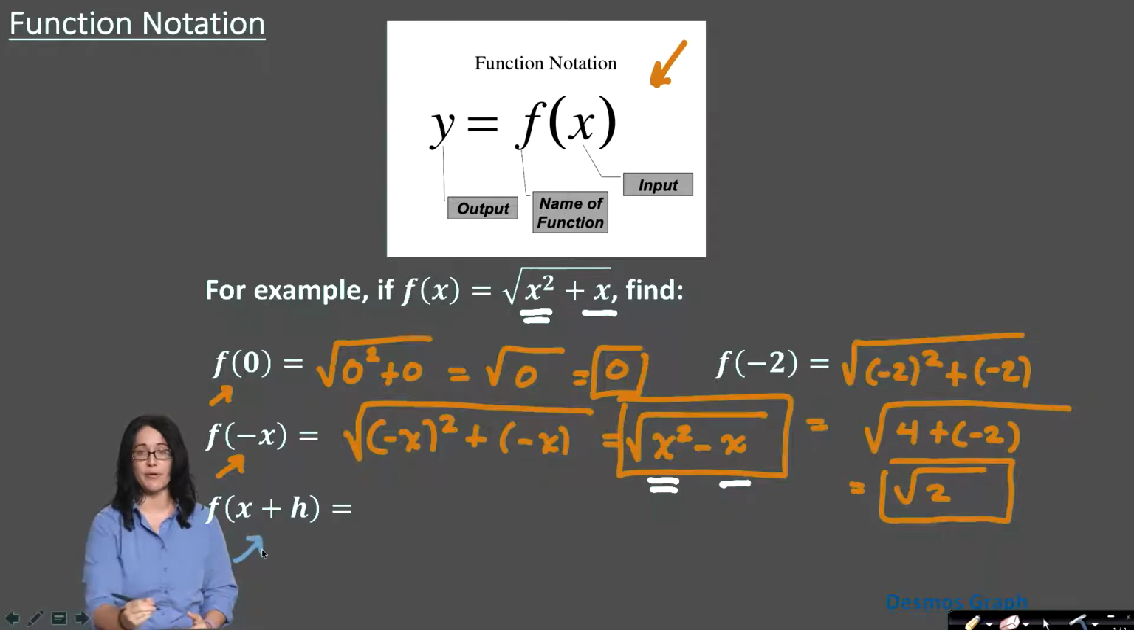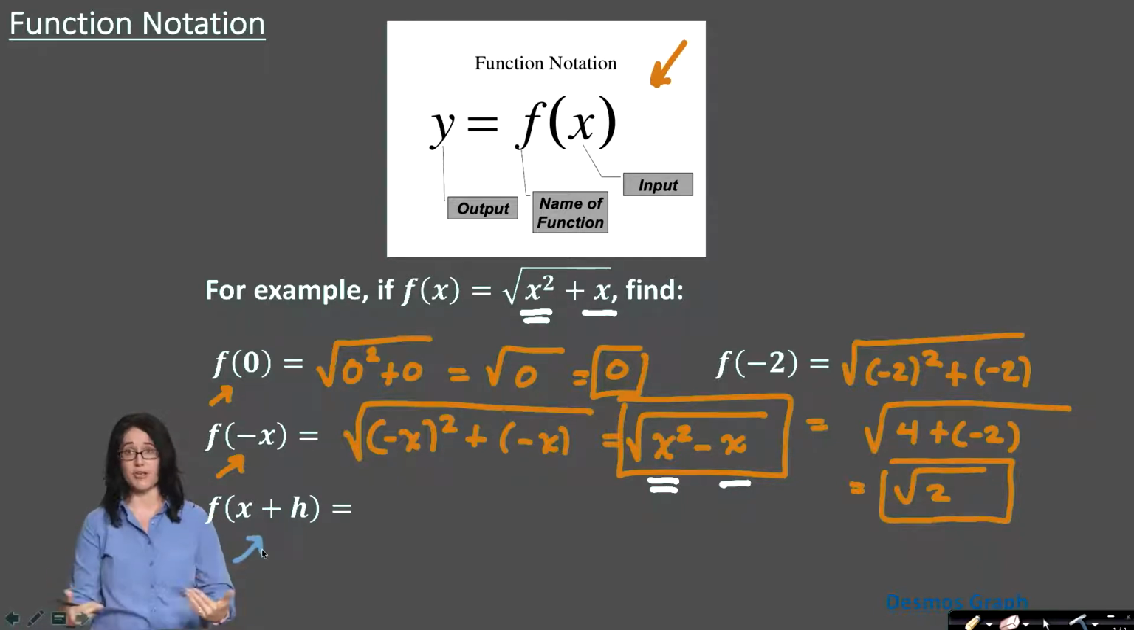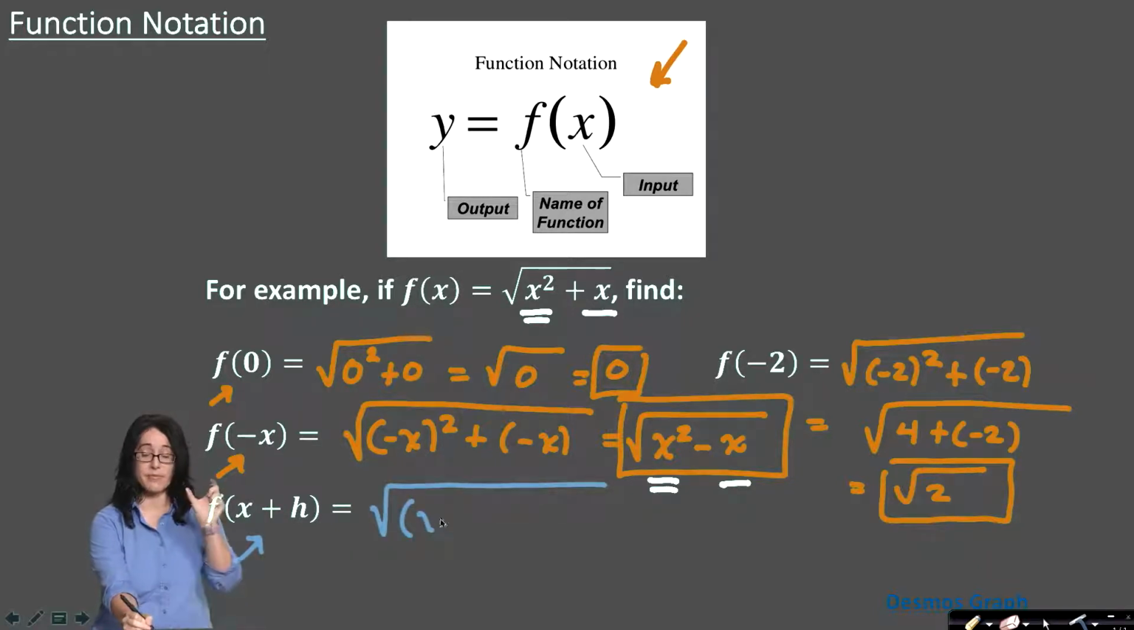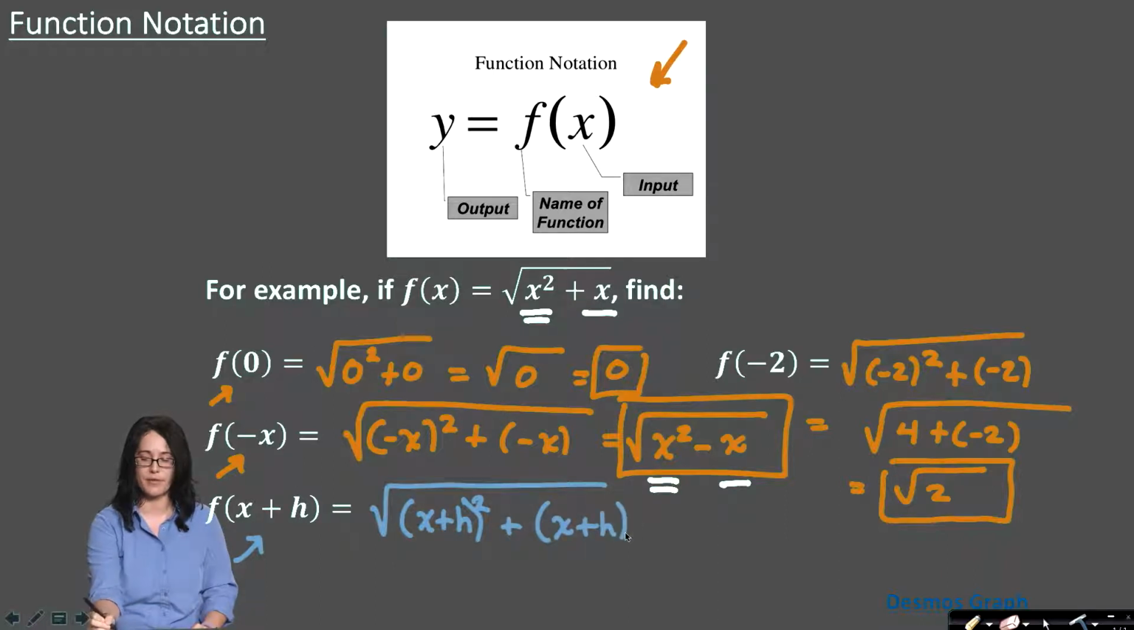Anytime you have a new input in parentheses in function notation, that simply means what you need to do is replace every x in the function's equation with whatever that quantity is. Last time it was a number and then it was a negative x. This time it's two things. It's x plus h. So let's plug that in for x and see what our output would be. We would have parentheses x plus h squared under that radical, and then we would have plus parentheses x plus h again.